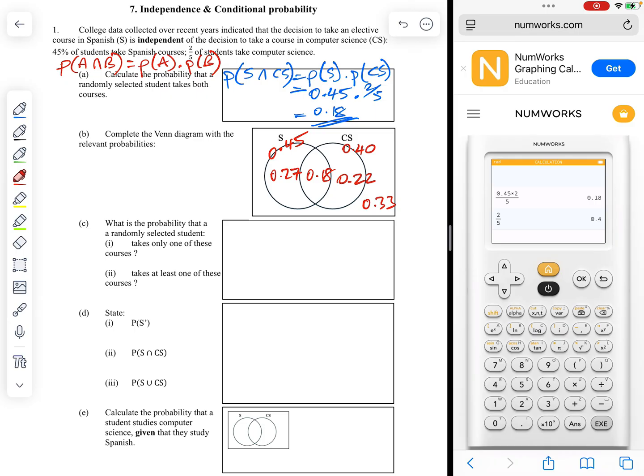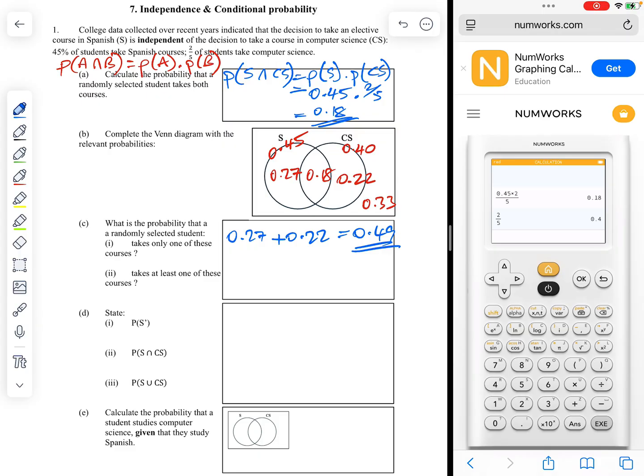C. What is the probability that a randomly selected student takes only one of these courses? Only one of these courses means these people just Spanish, these people just computer science. So we're just going to do 0.27 plus 0.22, 0.49.